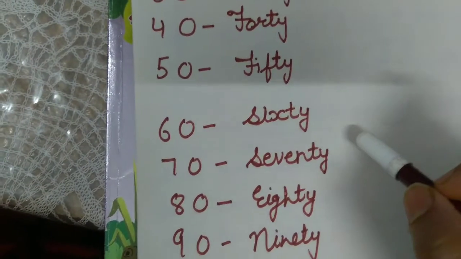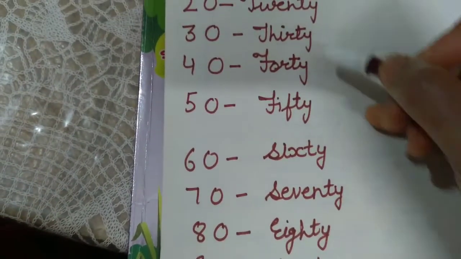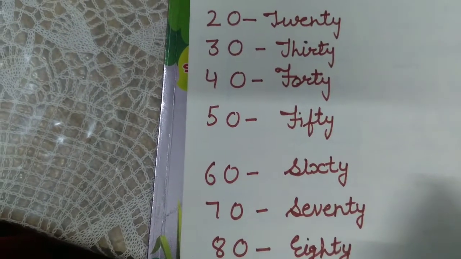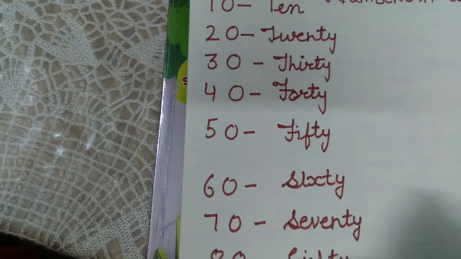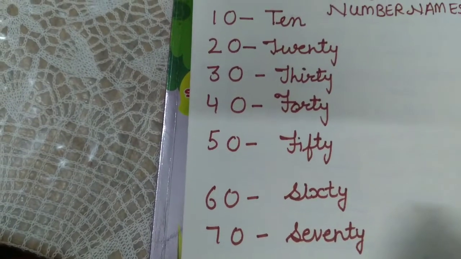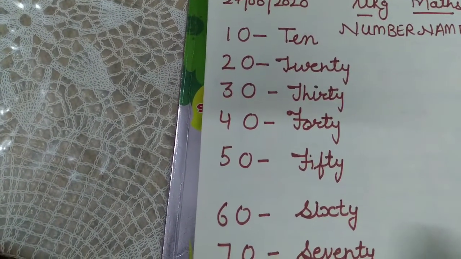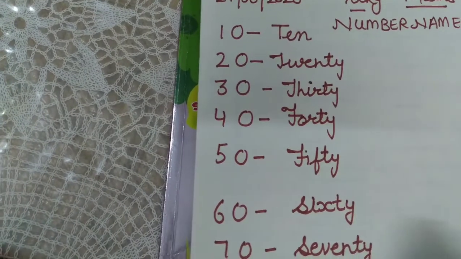So, in this way, you have to learn these spellings and you are able to write the number names 1 to 100. Today, you will revise spellings 10 to 100 orally and as well as written.